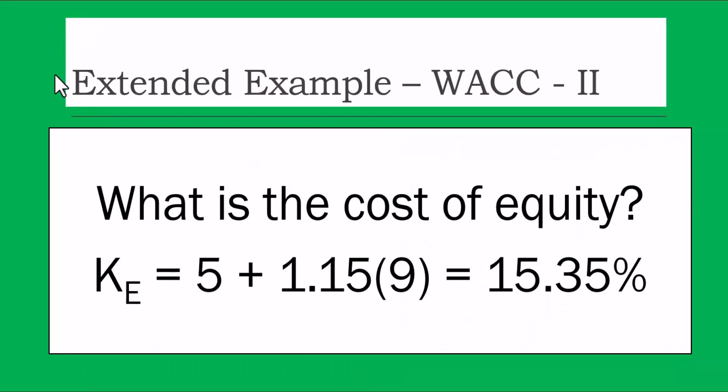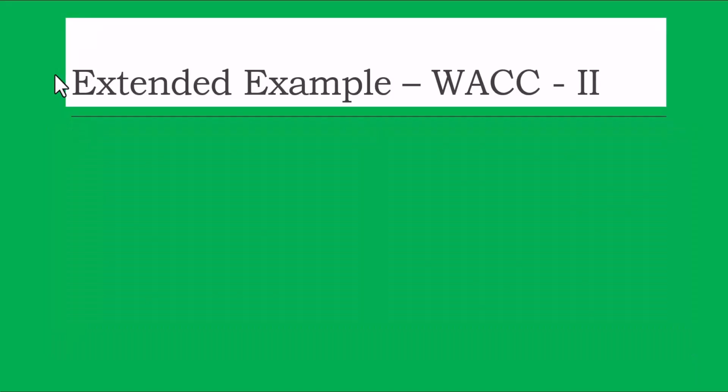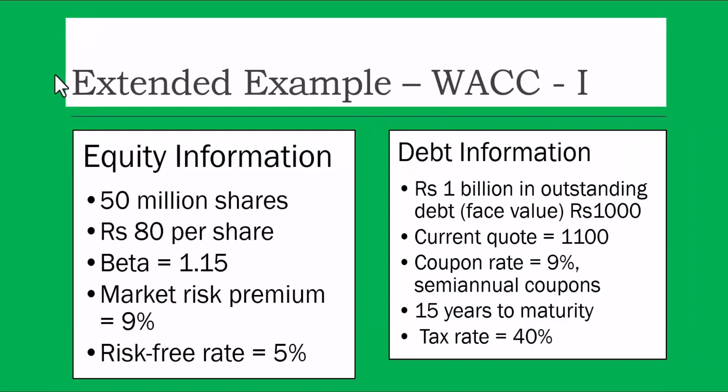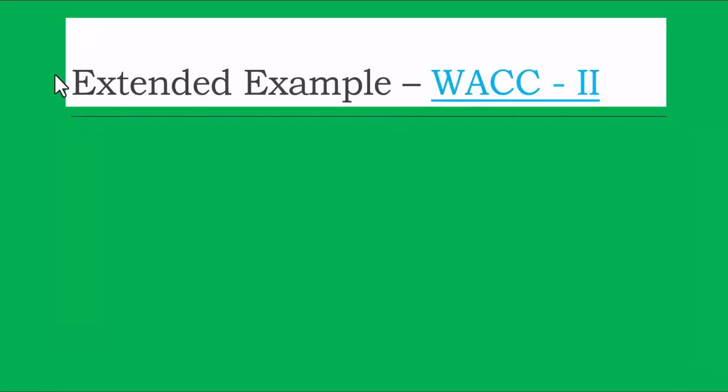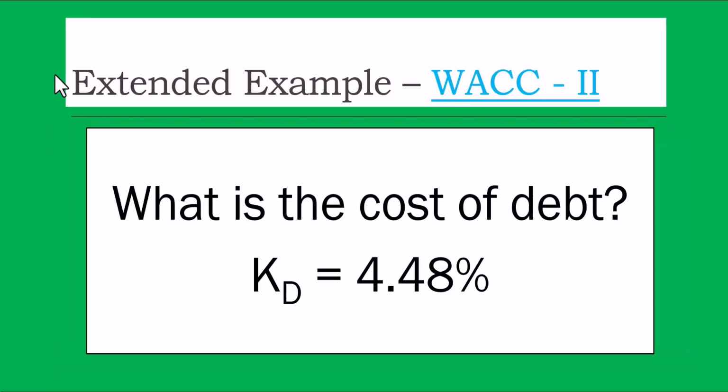First, cost of equity is simple: risk-free rate plus beta into the market risk premium. Sorry, the 9% was the market risk premium. So what is the market risk premium? 9%. Risk-free is 5, beta is this much. So we simply follow this and calculate the cost of equity. Now coming to the cost of debt. Cost of debt is calculated as 4.48.